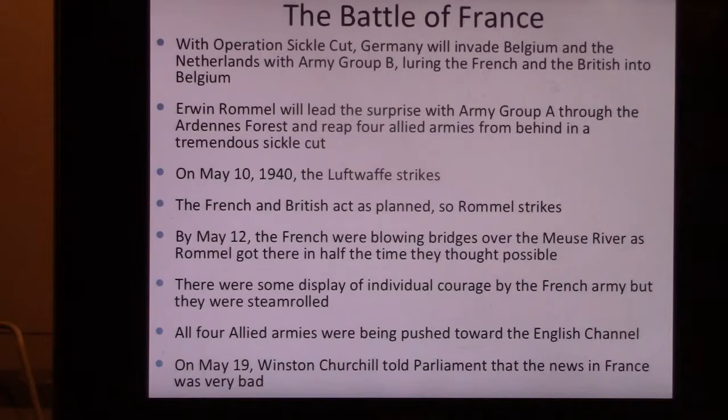It was lightly defended by JV troops for the French. They didn't think anybody could get through, so they didn't guard it. And by May 12th, the French are blowing up bridges over the Meuse River because the Germans got there in half the time the French allotted. It was a major line of resistance, a big river to try and slow them down.